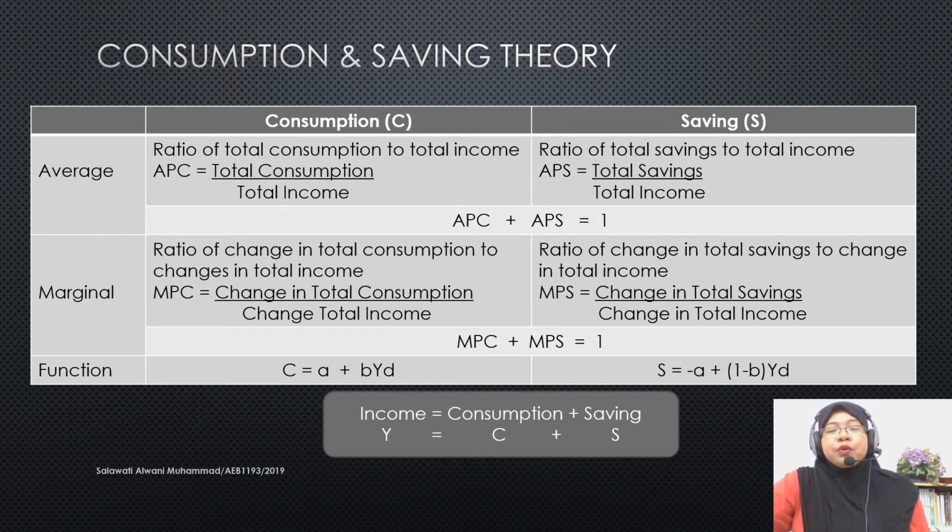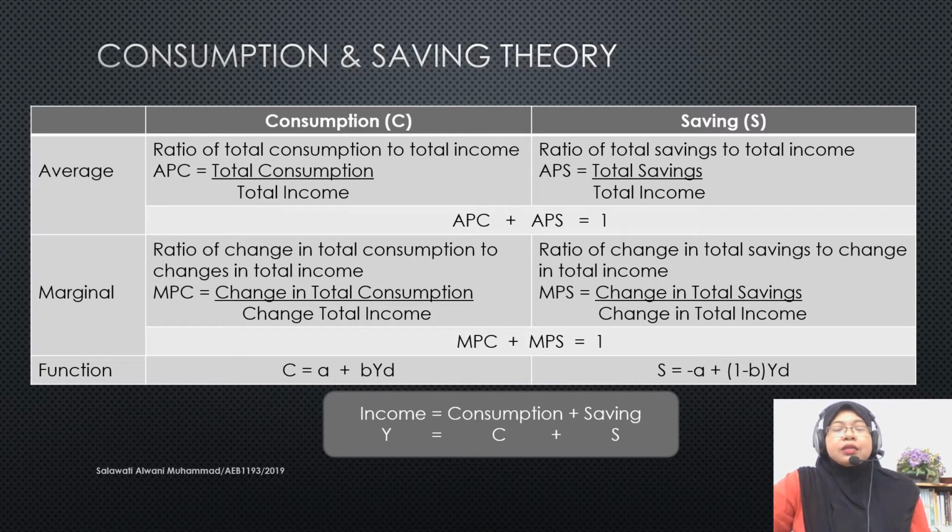So, by using a formula, APC plus APS must be equal 1. Same with MPC. When we add MPS, also must be equal to 1. So, the function for consumption is C equal A plus BYD, while the function for saving is S equal negative A plus 1 subtract B, then the amount we multiply with YD.